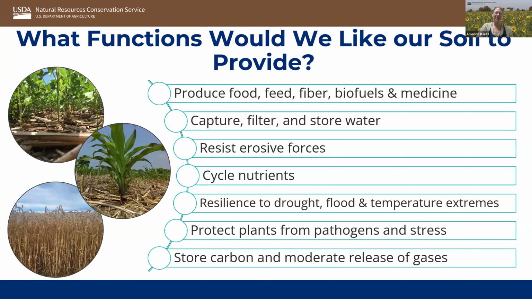And then storing carbon and moderating the release of gases. So I'm sure everyone's heard about carbon credits and all of that that's revolving out in the world right now. Agriculture can be a great carbon sink because that organic matter in the soil can hold on to a lot of carbon. But in order to do that, we have to have a healthy system that's not getting disturbed all the time. So we hope that the soil can provide that carbon sink for us and not release a ton of greenhouse gases back into the atmosphere.